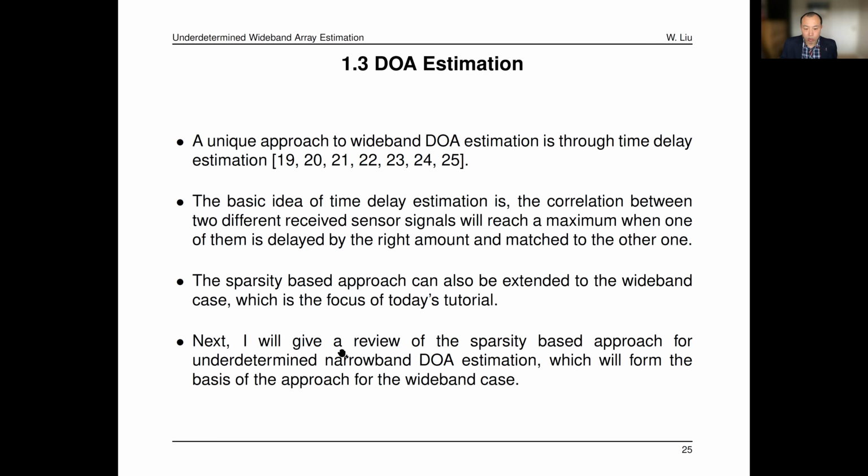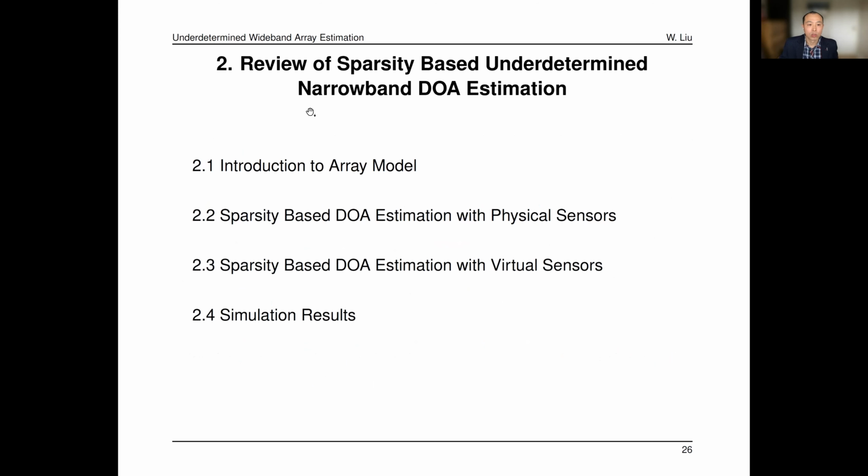Next, I will give a review of the sparsity-based approach for underdetermined narrowband DOA estimation, which will form the basis of the approach for the wideband case. So section 2 is the review of sparsity-based underdetermined narrowband DOA estimation. We have three subsections: first is the array model, then sparsity-based DOA estimation with physical sensors, and sparsity-based DOA estimation with virtual sensors, and some simulation results.